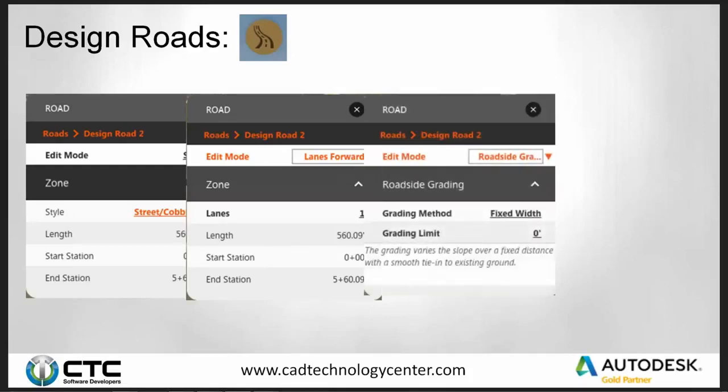Roadside grading. What they had, in the past, was a fixed width. It came from the center line of the road and would go out 26.31 feet and automatically stop your grading there.